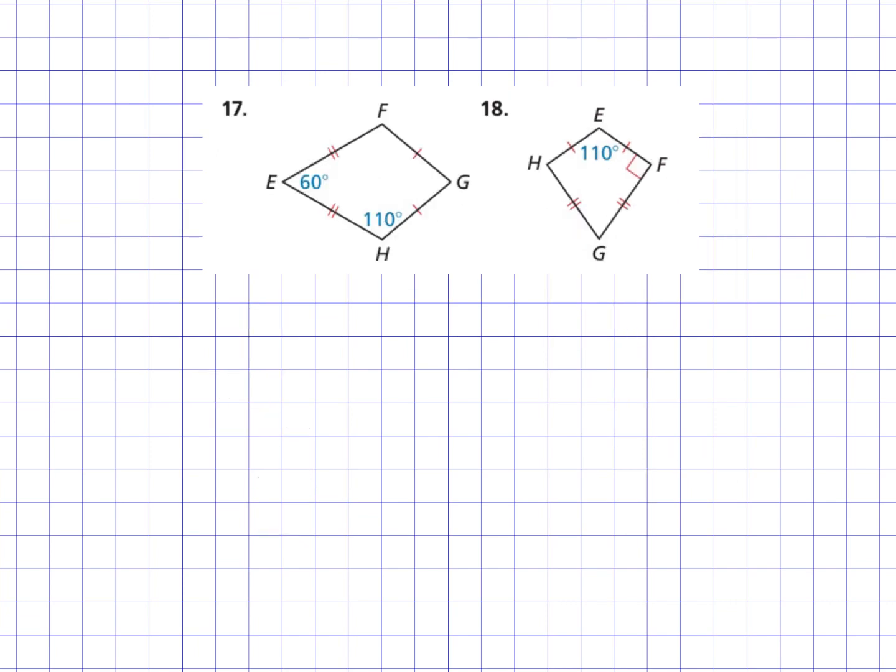Okay, so now they switch it up. In the kite, H and F are the same. So the measure of angle F is 110 degrees. So what do you get for G? Do not say the measure of angle G is 60. That's not right. Okay? E and G, in this case, are the angles that do not match.